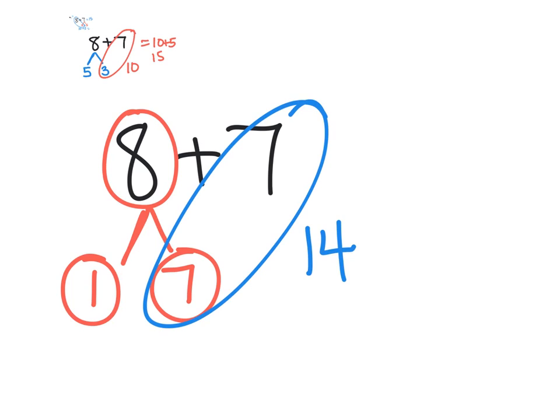If we don't memorize anything else, let's memorize our make a 10 facts, how to make a 10, every number that goes together to make a 10, and memorize our doubles. So now that I know that's 14, plus one more, I know the answer is 15. Super simple way to get at that math fact that was hard for me before.